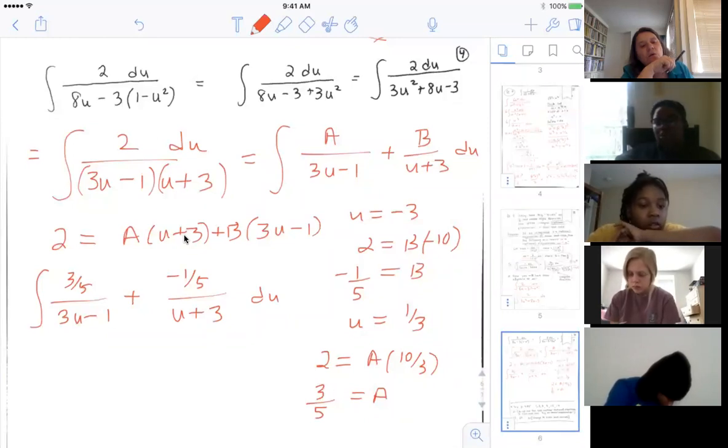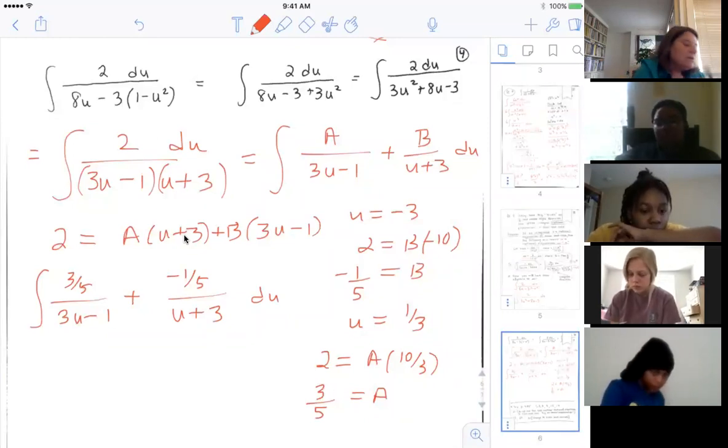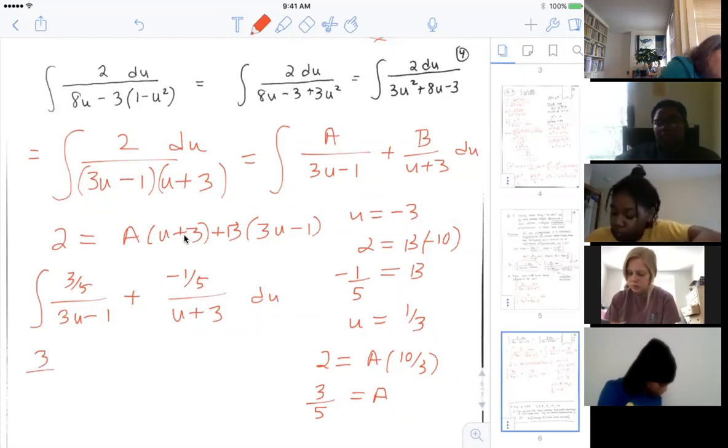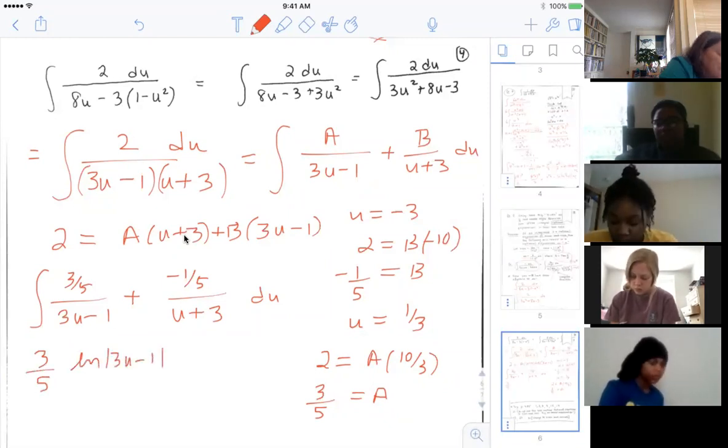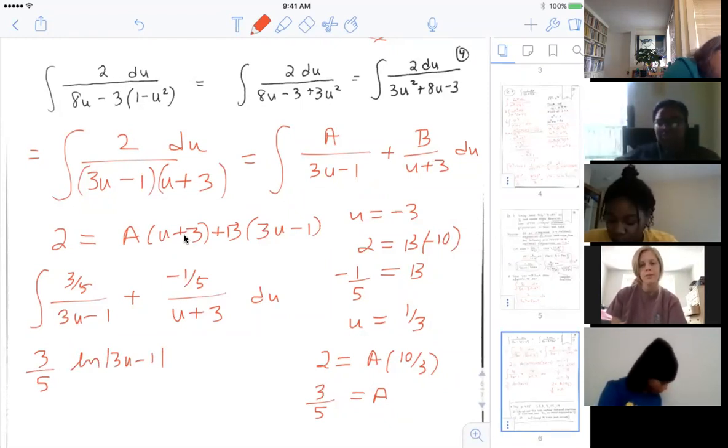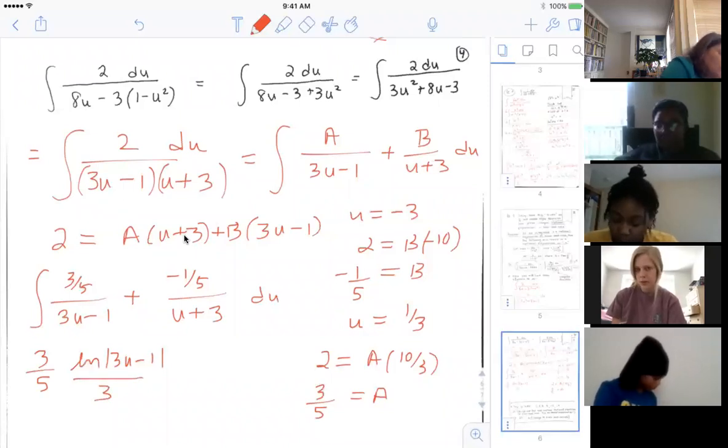One's a natural log. One's a natural log. Okay, now let's be careful with this one though. It'll be the natural log of 3u minus 1, but because that's 3u minus 1 and just not u minus 1, normally, if we were differentiating a log, we'd multiply by 3, but here we're going to divide by 3. So that takes care of that one. It's sort of another substitution. Minus 1/5 times the natural log of u plus 3.